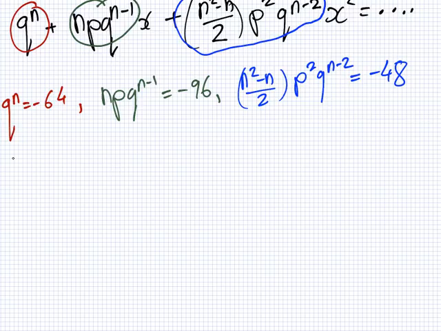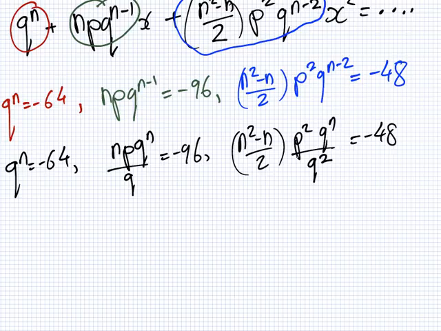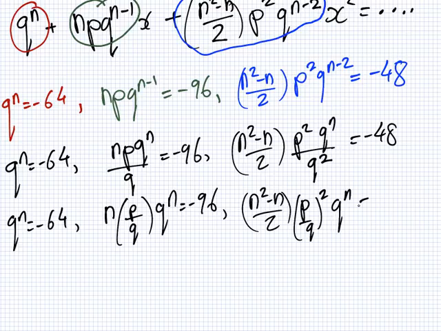So the first thing we should do, I'll change this into np q^n over q. And then here I'll change this into q^n over q squared. Then here I keep it the same. What should I do next? Substitute q^n. Yes, just before I do that, I'll change this into p over q. So np over q, q^n equals minus 96, and then (n squared minus n over 2) (p over q) squared q^n equals minus 48.